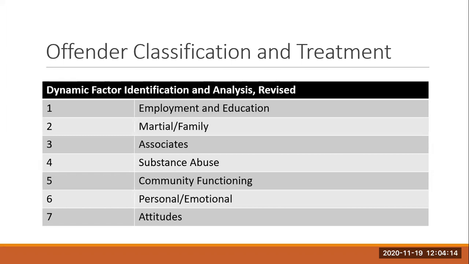Community functioning will refer to things like, it might sound silly, but even, do you have any kind of recreational activities in which you participate? Any hobbies? Have you volunteered in the past? What are your connections with your community at large, or are you pretty much isolated? Personal and emotional functioning would look a lot at mental health, personality disorders. Do you have issues with anger or impulse control? The last, attitudes. Do you have attitudes that support criminal behavior? Do you rationalize and justify your behavior, or do you take responsibility? These are all things that through correctional programming and treatment can be changed, hence why they're dynamic risk factors.